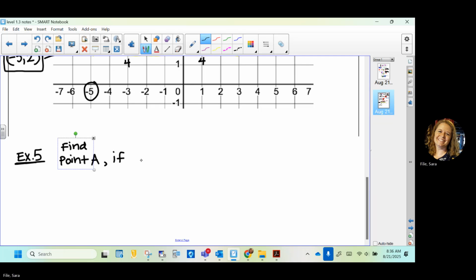If M, somebody pick a point for us. Give us some coordinates, not too big of numbers. We don't want to make it too hard on ourselves. 6, 2. So let's say that's the midpoint. Just going to abbreviate midpoint. Segment AB.